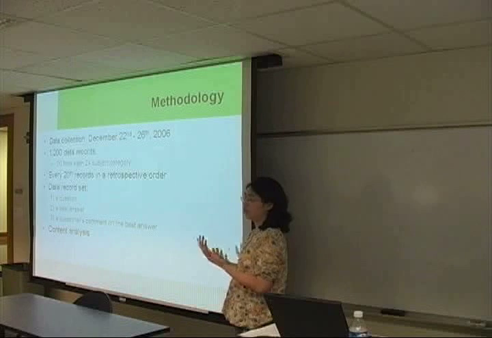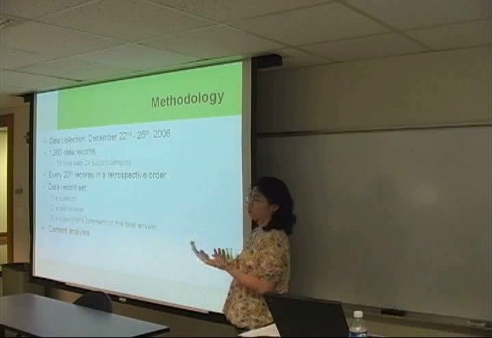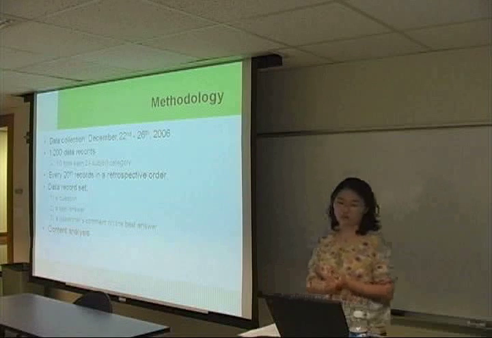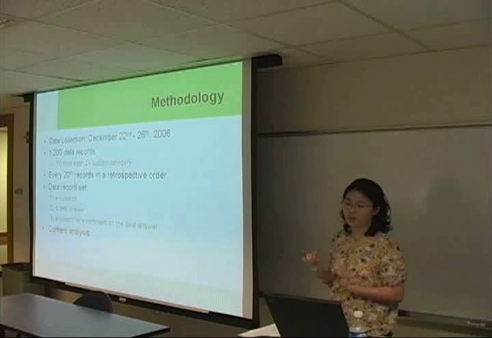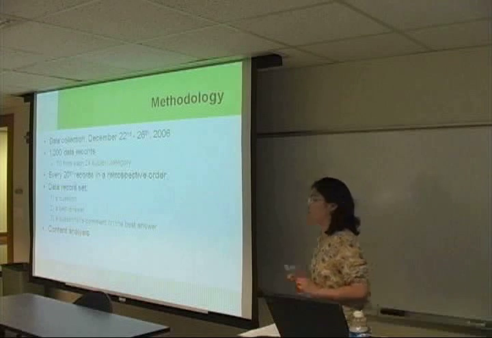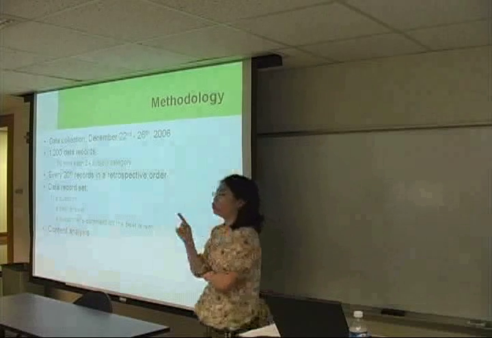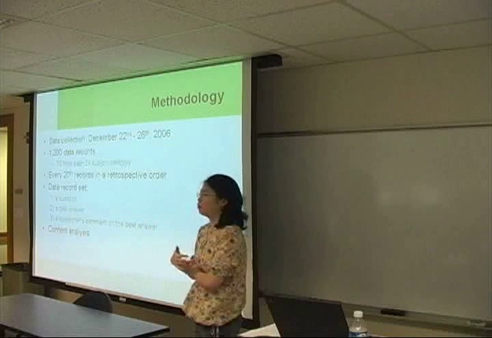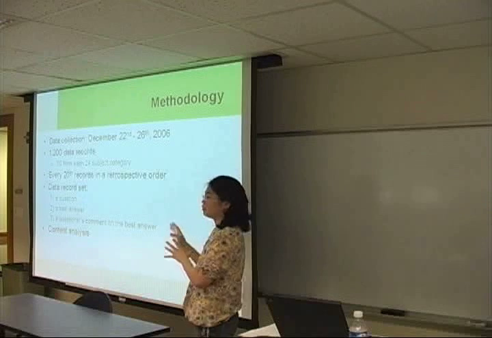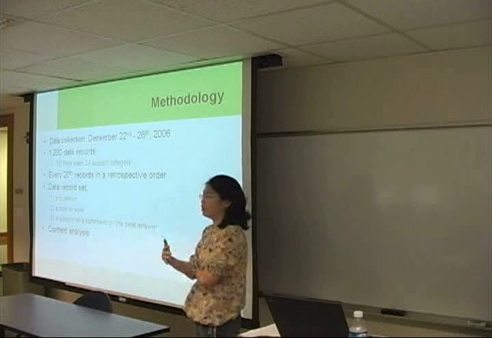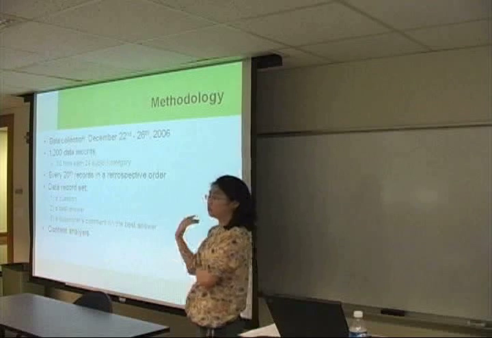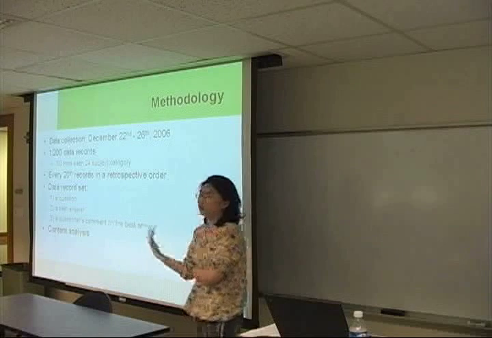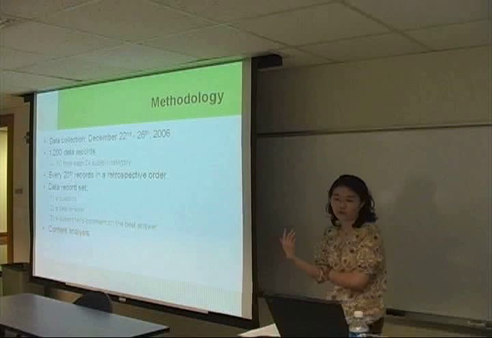We also wanted to see the distribution among the subjects, so we just picked 50 from each of the 24, and we picked every 20th record in retrospective order. One of the reasons is that one user can leave multiple questions in a row. So, as I told you, it's a small set of data. We just wanted to limit that kind of user influence on the number of questions. So we just picked every 20 records.